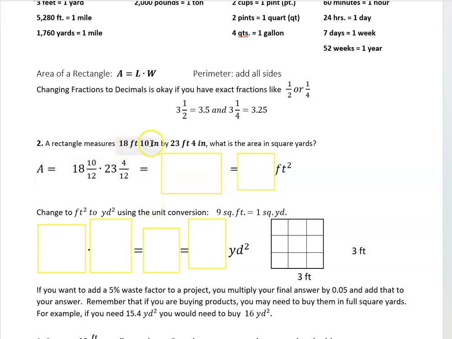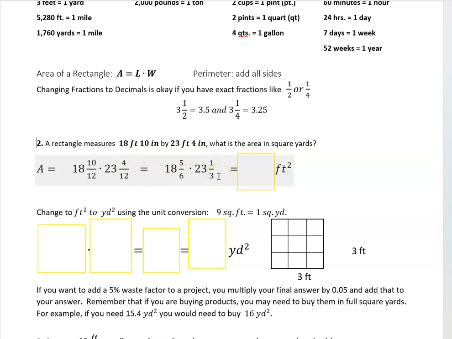So when you have 18 feet 10 inches, it's 18 and 10/12 because there's 12 inches in a foot, and 23 and 4/12. So I'm just taking those inches and putting them over 12, and then I'm going to reduce those so I have smaller fractions to work with. 10/12 is 5/6 and 4/12 is 1/3.